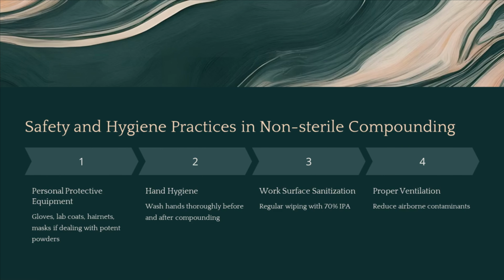Safety and hygiene practices include using personal protective equipment, maintaining hand hygiene, sanitizing work surfaces with 70% IPA, and ensuring proper ventilation to reduce airborne contaminants.